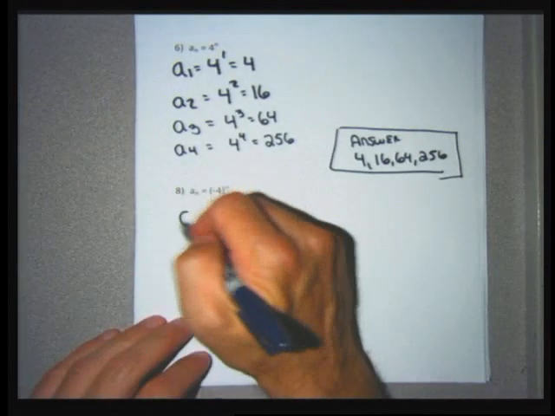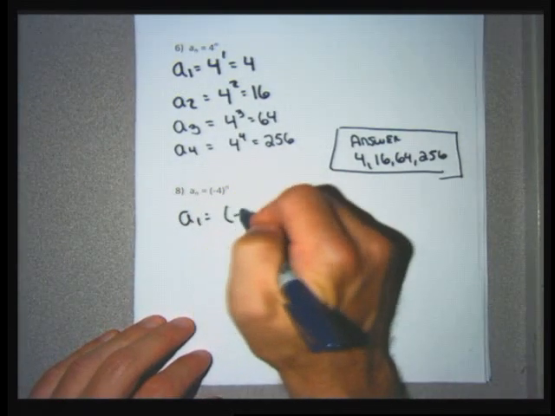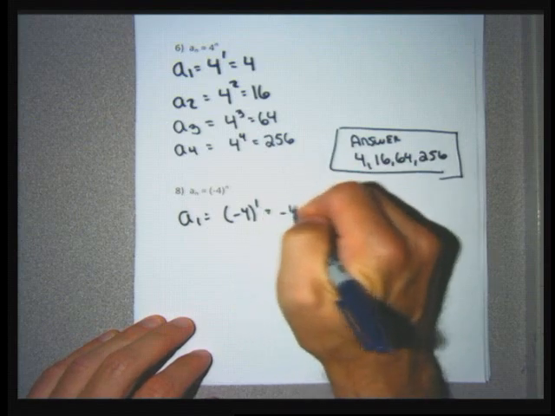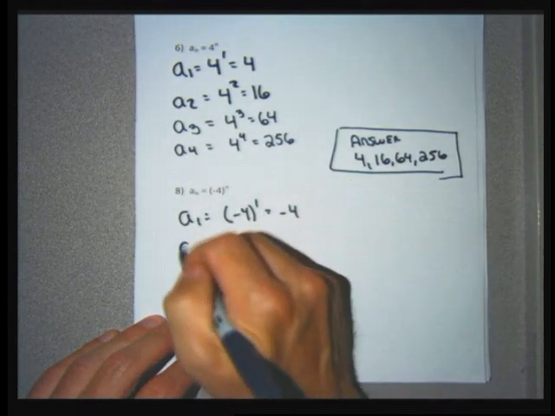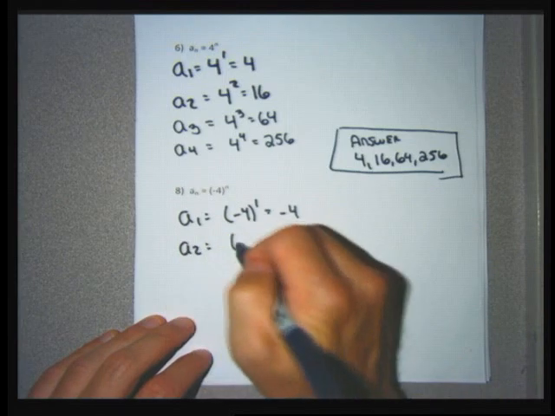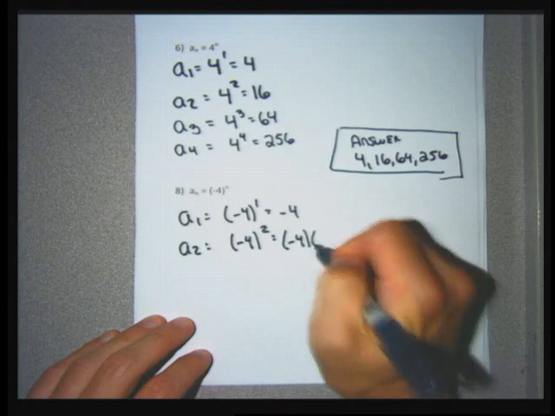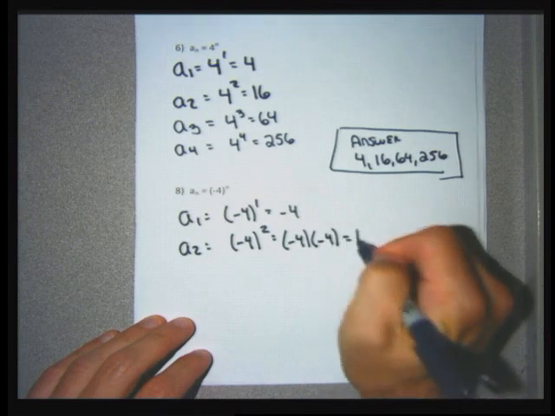Problem 8, to do the first term. A sub 1 is negative 4 to the first power. Anything to the first power is itself, so that's negative 4. A sub 2 is negative 4 to the second power, which means negative 4 times negative 4, and that's positive 16.